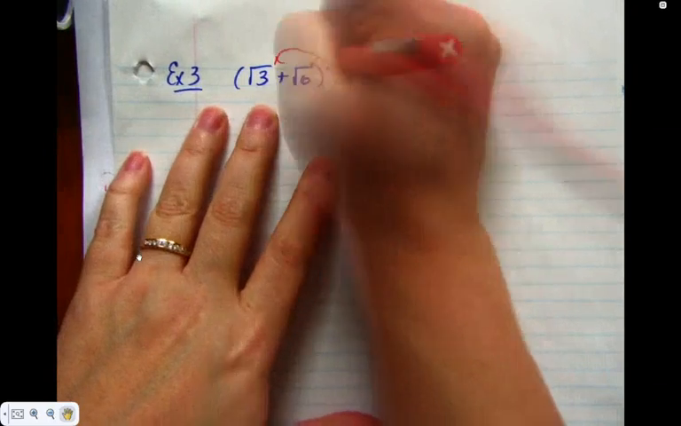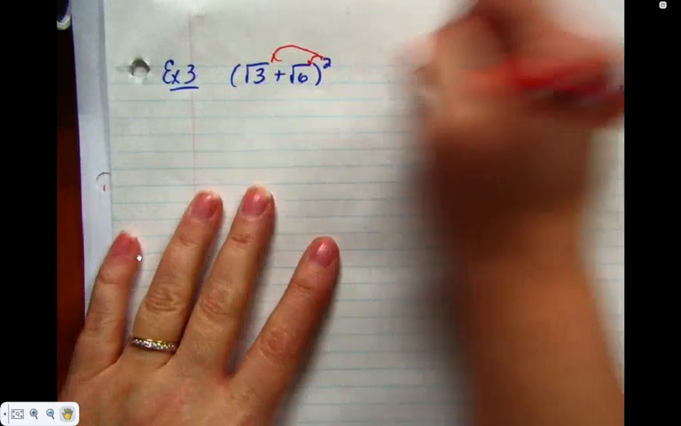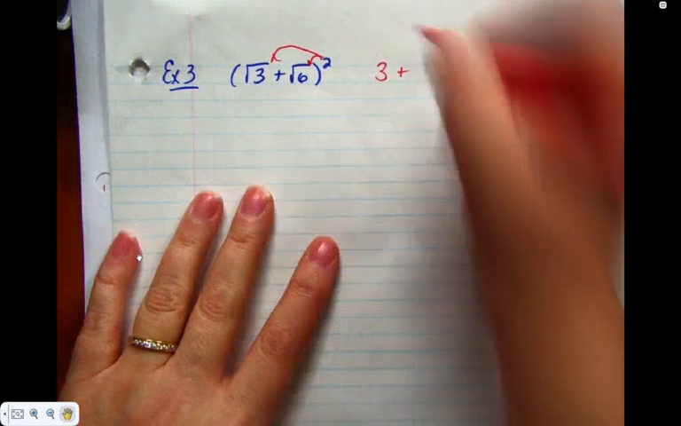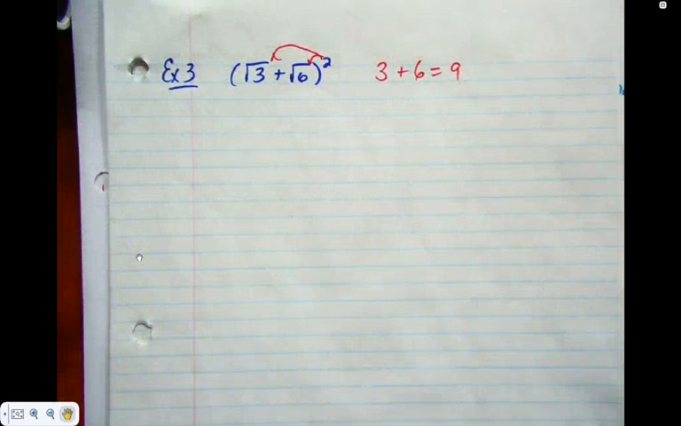I'm going to distribute this exponent. So root 3 squared is 3, and root 6 squared is 6, and therefore this has to equal 9. Why not? I did some math stuff in there. Why? Natasha? Because the exponent is outside the bracket, so you gotta finish what's inside the bracket and then use the exponent.